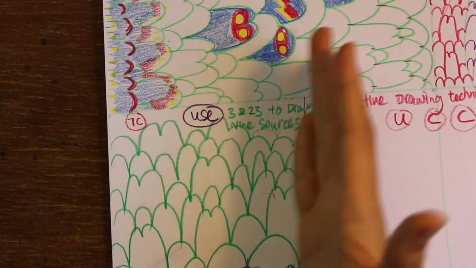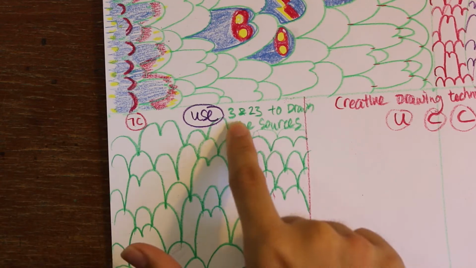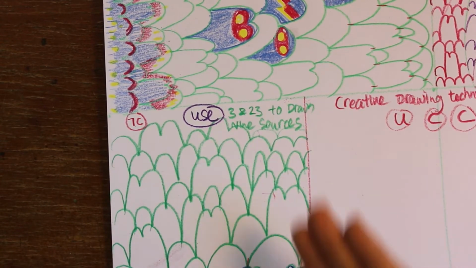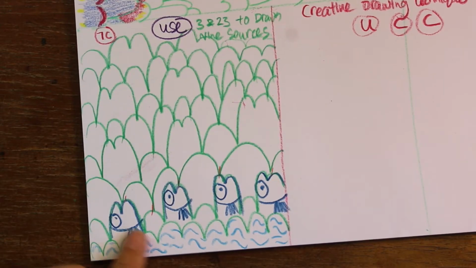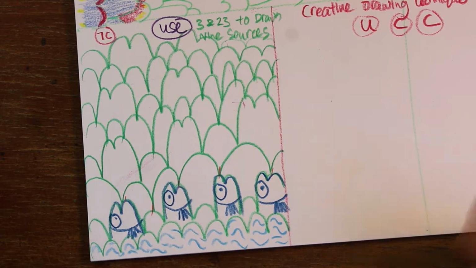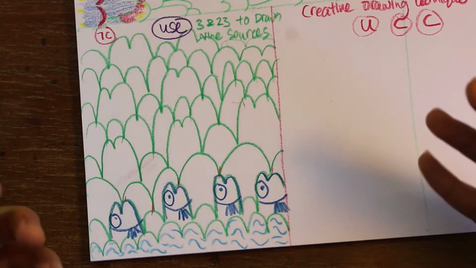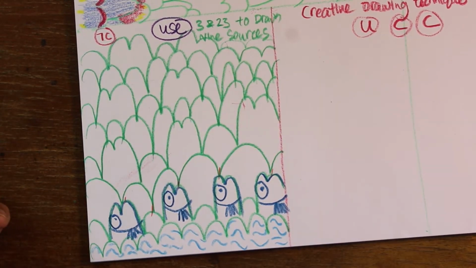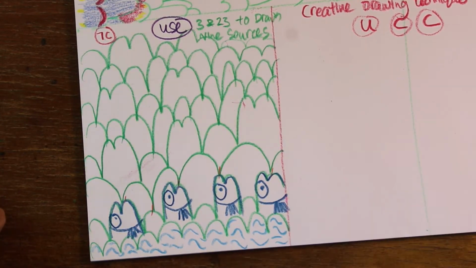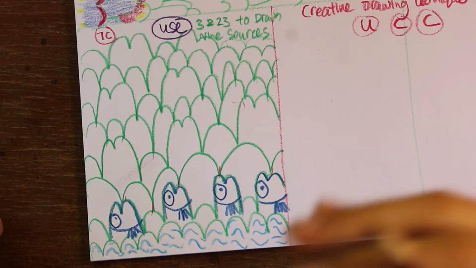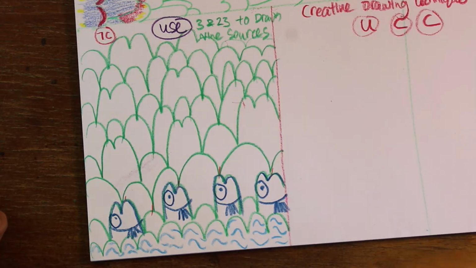So in the first lesson, 7C, we use 3 and 2, 3 to draw 9 sources. What we have done here already, we draw the water, we draw the fish. What else can we add? Remember, every image can tell a story. You always want to create a rich image which tells a story. An image that tells a story.